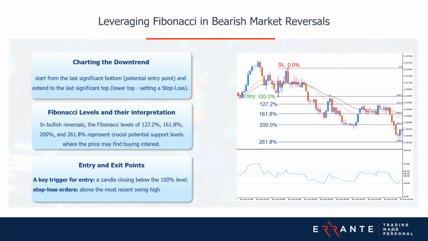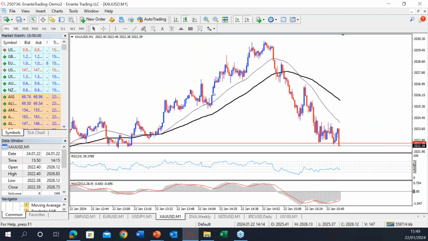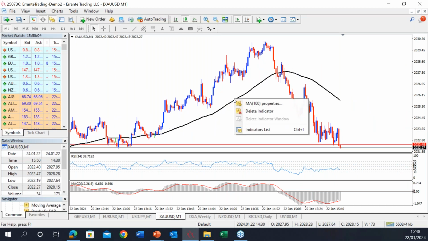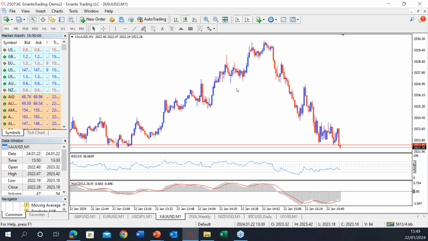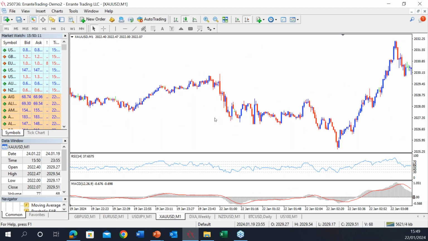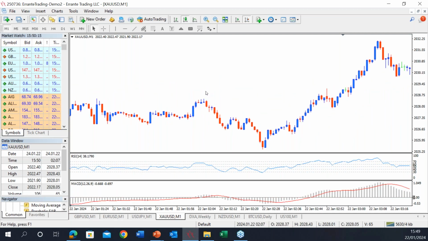Okay, let me just bring up my MT4 to show you the application of Fibonacci. It might be a bit confusing for some people, but let's say we are going to make it very easy, guys.